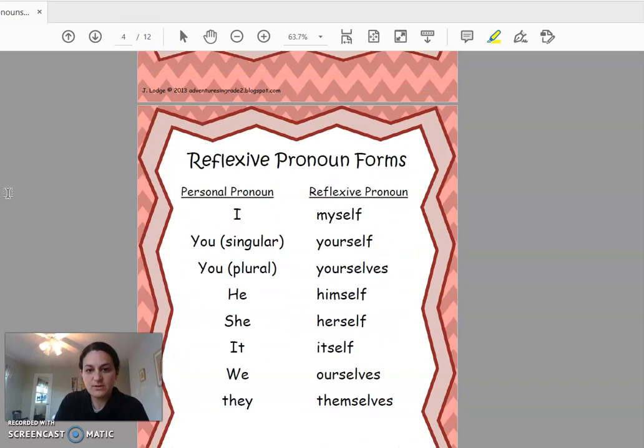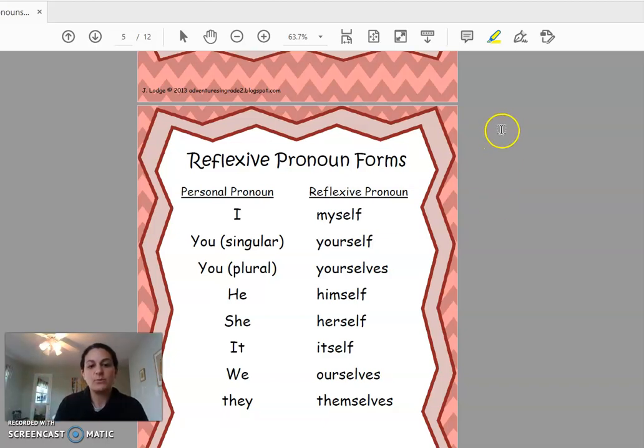Okay, so we're going to take a look at a list of personal pronouns, words that we would use to replace a noun, and then next to it we have the reflexive pronoun that goes with it. Okay, I'm going to actually use each of these in a sentence for you. So using the pronoun I and the reflexive pronoun myself, I could say, I put myself to bed. I wouldn't say, I put I to bed. I would replace the second I with the word myself.